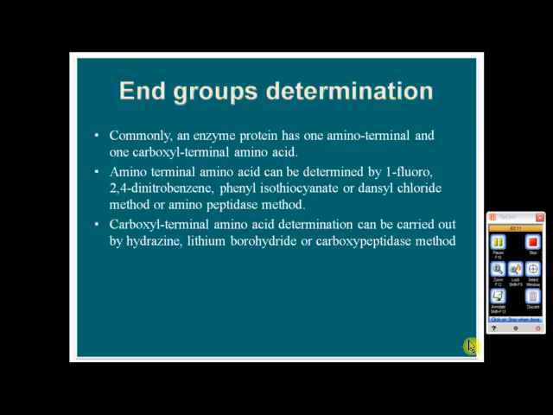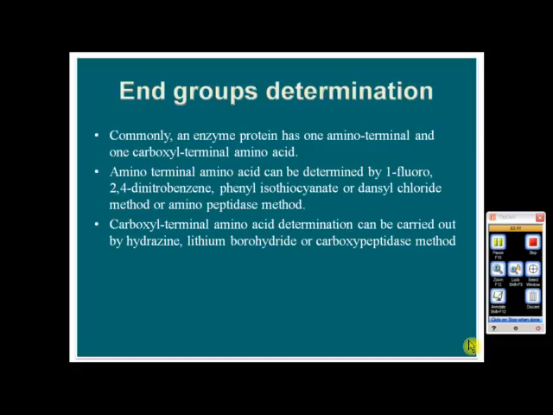And end groups, because the amino group and carboxyl group can be determined. The amino terminal amino acid can be determined by using specific reagents: 1-fluoro-2,4-dinitrobenzene, phenyl isothiocyanate or dansyl chloride. These are some of the reactions for the N-terminal amino acid. And the C-terminal amino acid can be determined by hydrazinolysis, lithium borohydride, or the carboxypeptidase method.